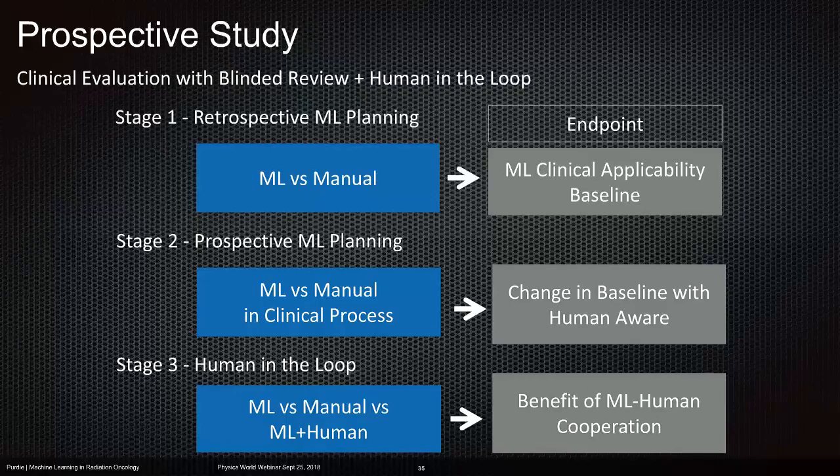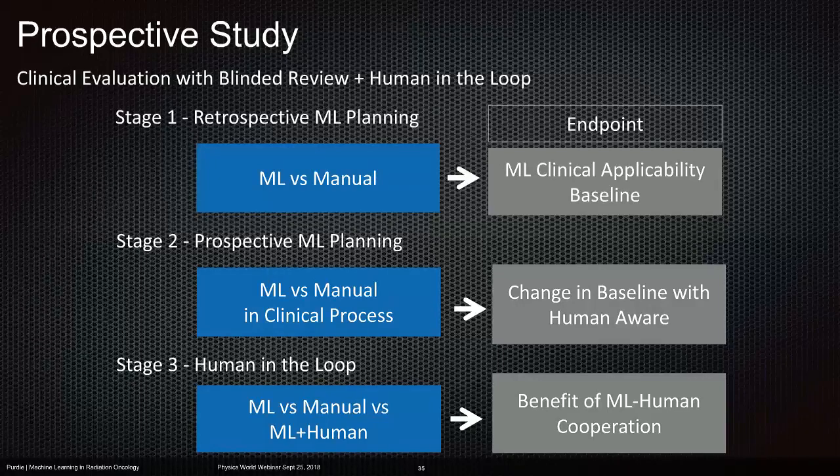The next part of this process is to actually tell them that they're going head-to-head with a machine, and we're going to see if there's a change in the baseline with the humans being aware that they're now being compared to something. So this will basically figure out, are we changing practice simply by having humans know that they're being compared with something else.